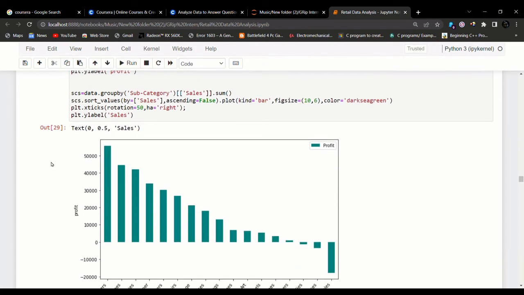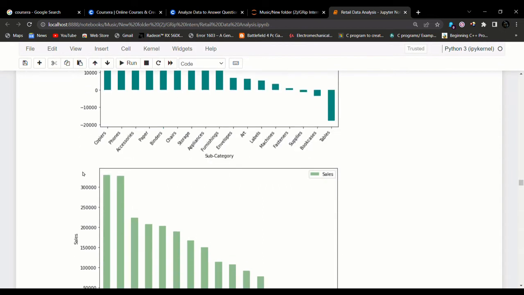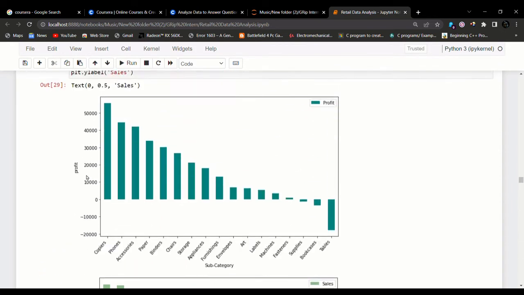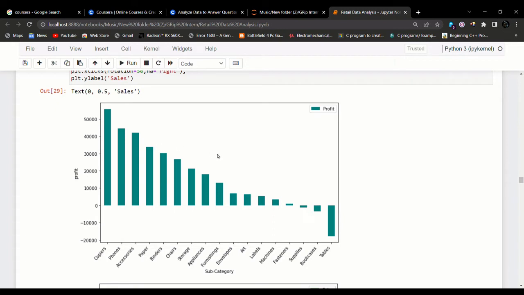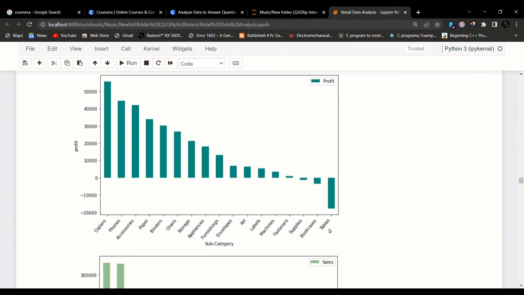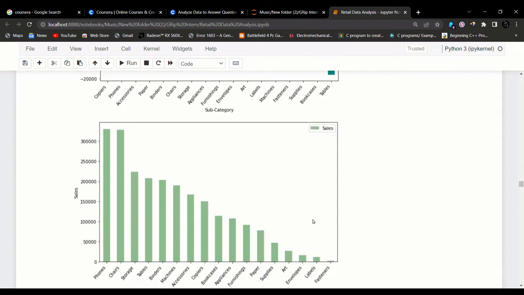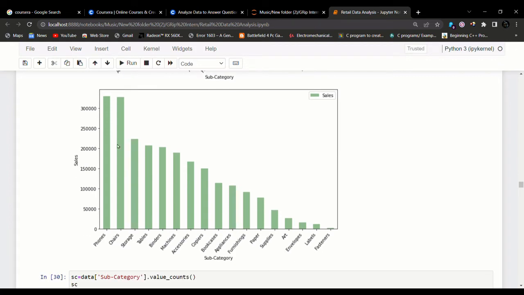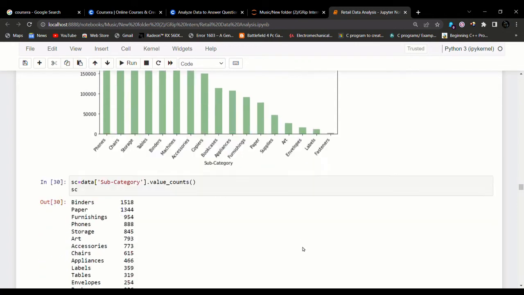And the same has been displayed on a bar chart, as you can see here. You can see the profit: copiers has maximum profits and tables has the least and negative profits. We have suffered a huge loss in tables. And also phones has maximum sales, and similarly chairs has maximum sales, a slight change compared to phones, and fasteners and labels have the least sales.